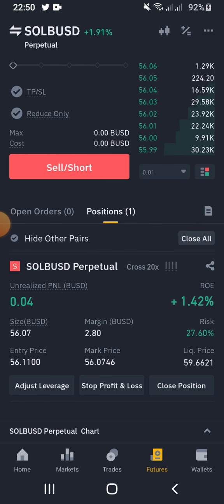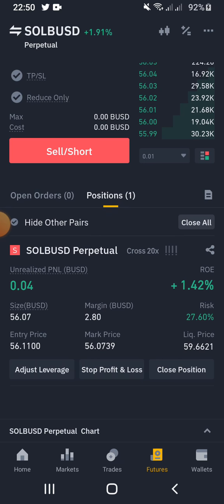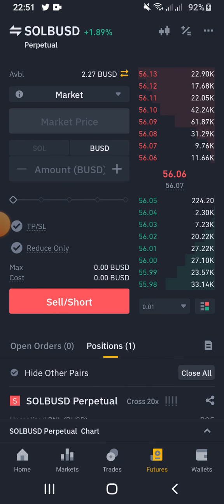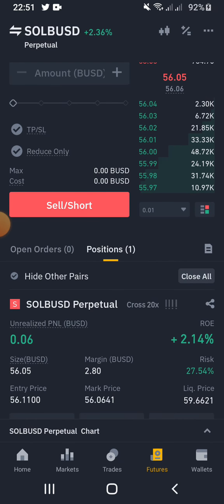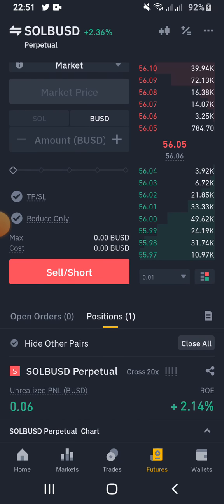So in this particular trade, our entry price is 56.11, and our liquidation price will be at 59.6621. This is our unrealized P&L in BUSD. Mark price is at 56.07. So you can see the price and the fluctuations where we went short. So if this price continues to fall from 56 downwards, we will be making more profits. But if it goes above this 56 to about 57, we will be making a lot of loss. So these are some major concepts and major differences from spot trading. Futures trading gives you the opportunity to make gains even in a bear market.